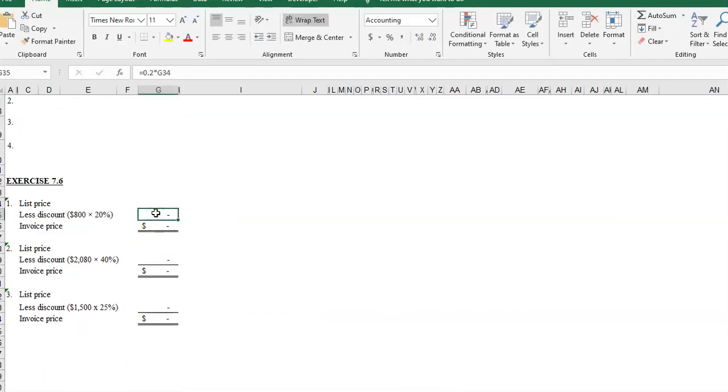Okay, we know the list price is $800. They want us to give a discount of 20%. They want to know what 800 times 20% is, and it's 160, giving us the balance of 640. That's easy enough. First, second one, list price.